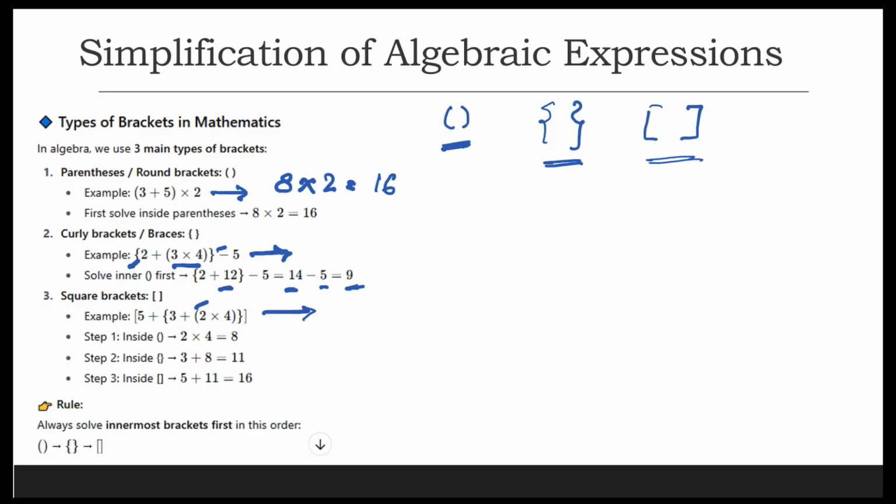Now let's come to this example. There is a small bracket, there is a medium bracket, there is a large bracket. So first we'll solve the small bracket, 2 into 4, so that will come as 8. 8 plus 3, then we come to the medium bracket. 8 plus 3 is 11. So the medium bracket is also solved. Then we come to the last bracket, which is the large bracket. So 5 plus 11 is 16. So always remember, we have to solve the innermost bracket first, the small bracket, then the medium bracket, then the large bracket.